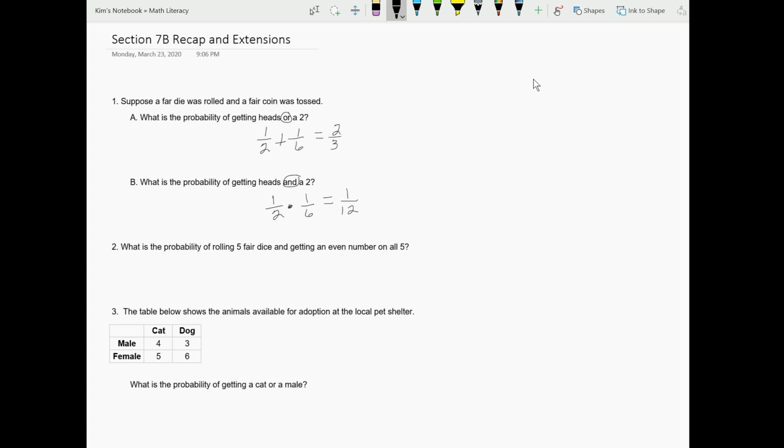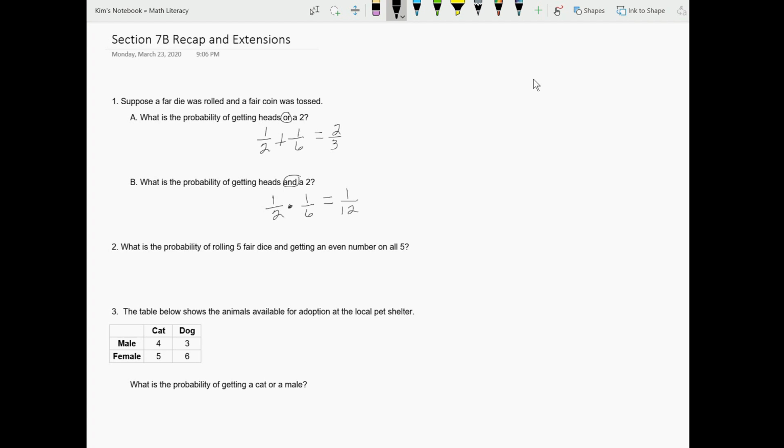You need to be sure you understand the difference between these two. This is like saying a heads or a two, either one will win. This is like saying I have to have a heads and a 2 in order to win. So two different meanings, two different answers.